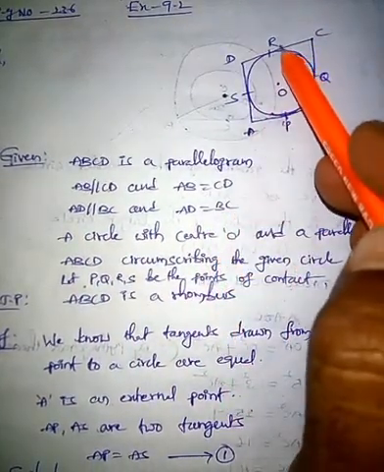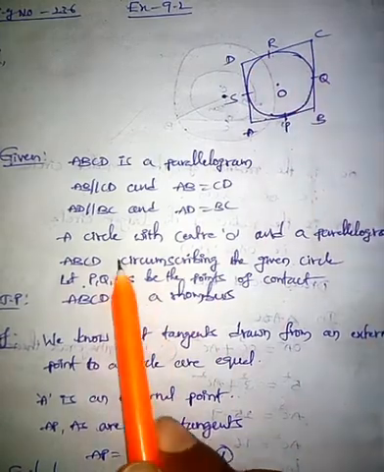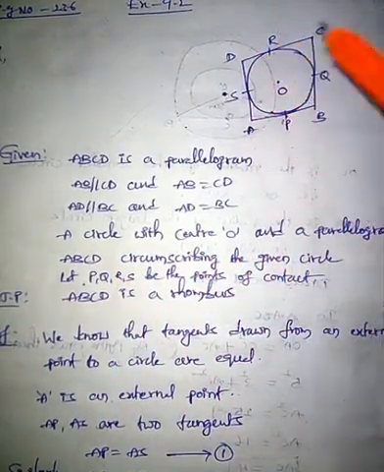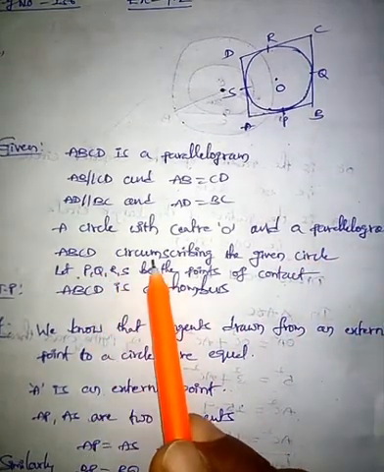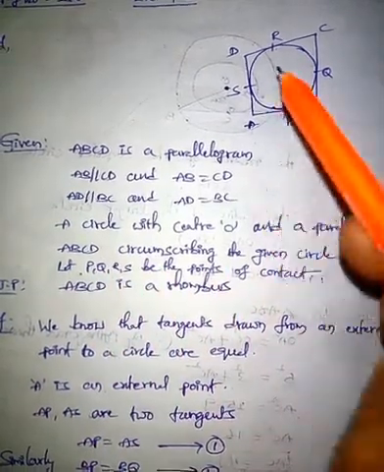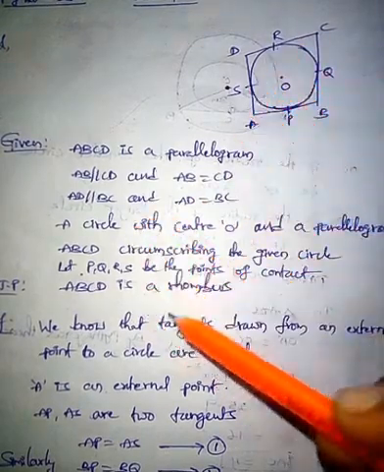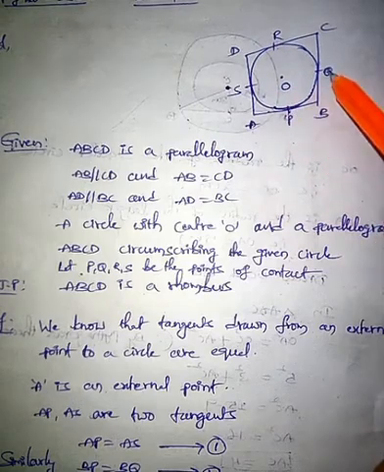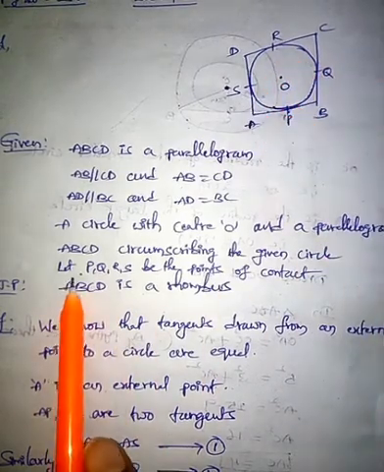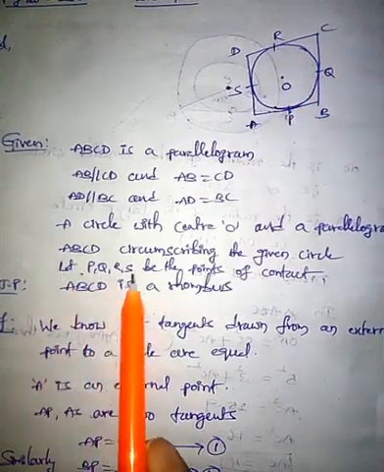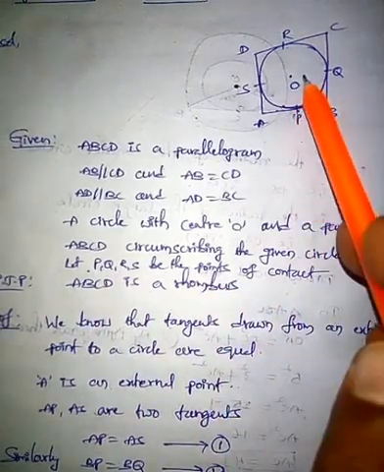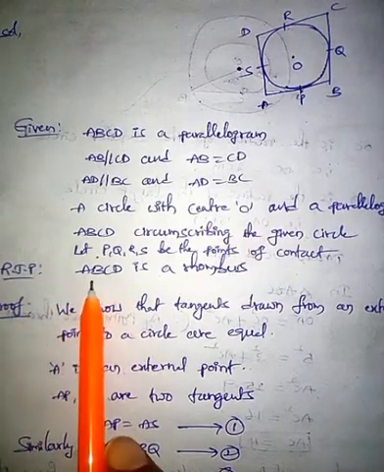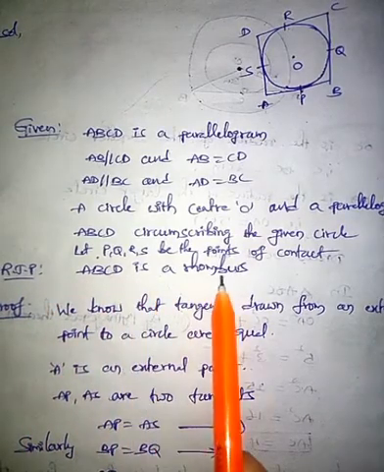And according to this problem, here we have a circle with center O, and a parallelogram ABCD circumscribing the given circle. Let P, Q, R, S be the points of contact. Means this circle touches the sides of the parallelogram at points P, Q, R, S. I wrote the information here. So what we have to prove here? RTP. That is, we have to show that ABCD is a rhombus.